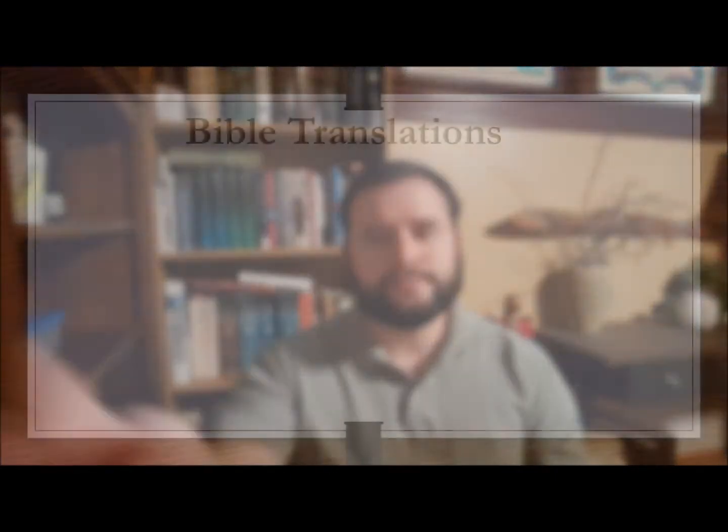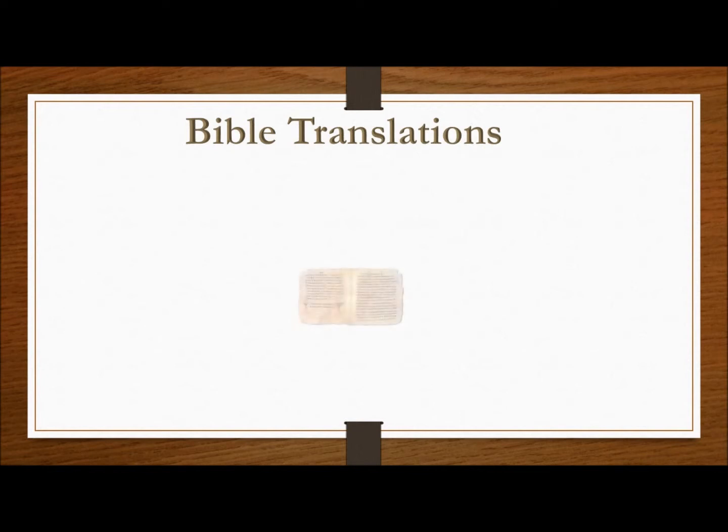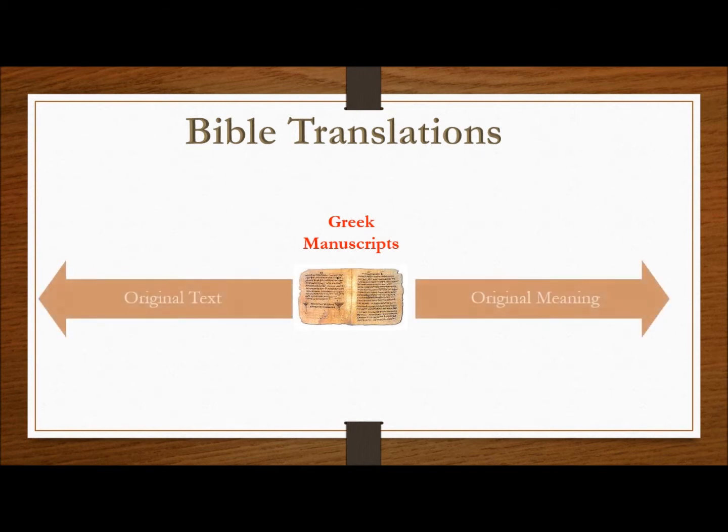No matter what translation you're using, they all begin from the foundation of the existing Greek manuscripts. From there, most translations can be categorized into one of two areas: those that desire to express the original text in a word-for-word fashion, and those that seek to express the original meaning of the text in a more contemporary language. These two categories are often called formal equivalents, for the word-for-word, or functional equivalents, also known as dynamic equivalents.